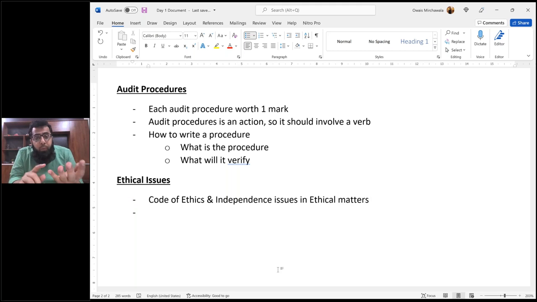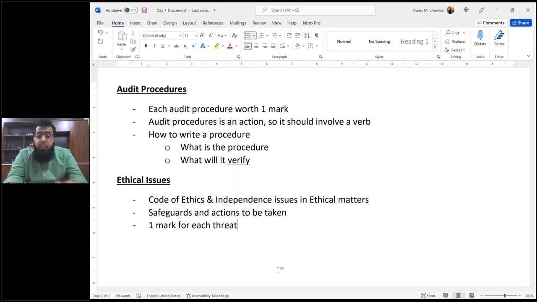Now, what do you mean by code of ethics? You can use integrity, objectivity, professional competence and due care, professional behavior, and confidentiality, the five points of the code of ethics, and you can use the threats to independence also. When you are writing ethical issues, you can use the code of ethics and independence issues. You can also use general professional issues, like if there is any matter which creates a general issue of lack of professionalism. You can use the code of ethics, threats to auditor independence, and safeguards and actions to be taken. You will get 1 mark for each threat, action, or any other issue.